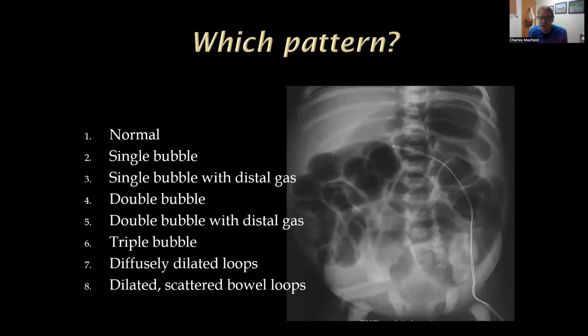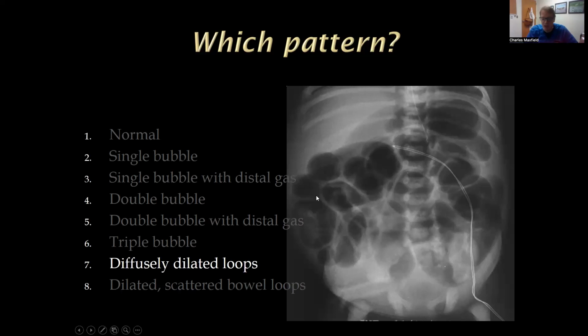So what you can use as an internal standard is the interpedicular distance. Find pedicle to pedicle, find any vertebral body level. And if your bowel loops are wider than the width of that vertebral body from pedicle to pedicle, it's too dilated. Okay. And this child has a whole bunch of dilated loops, right? So of the 8 patterns, we would best assign this one to the pattern that said diffusely dilated loops.